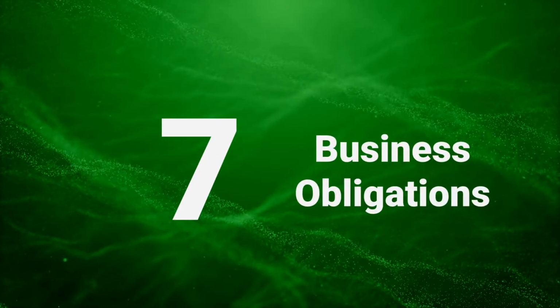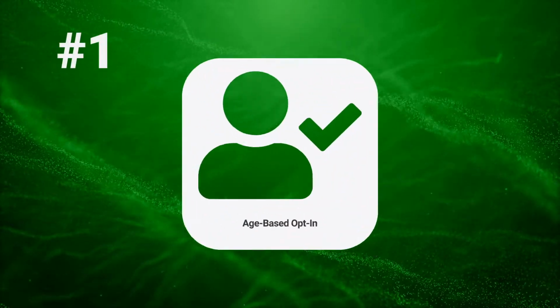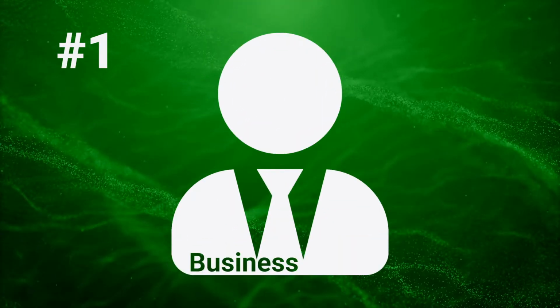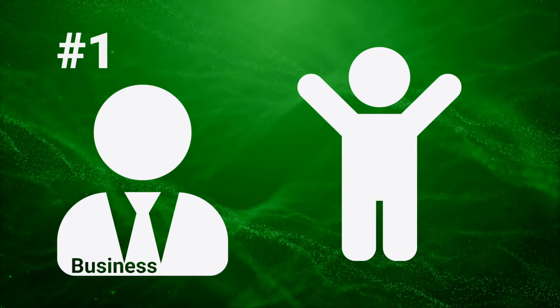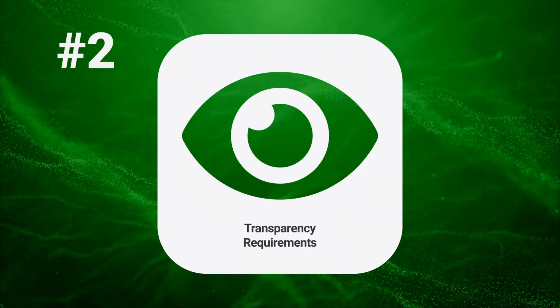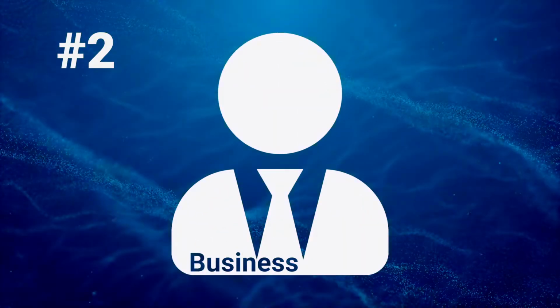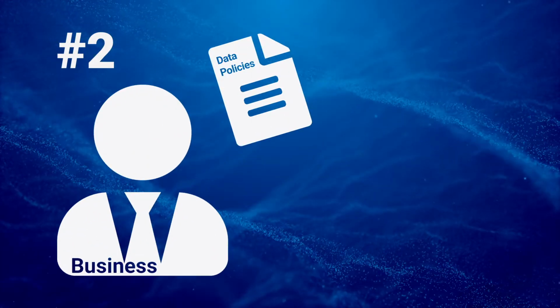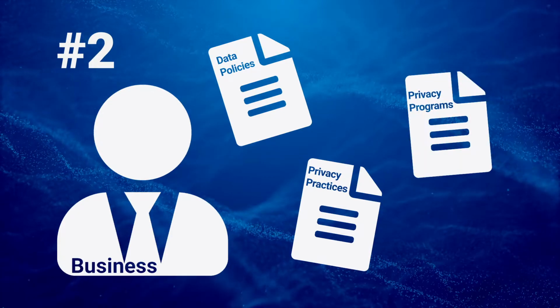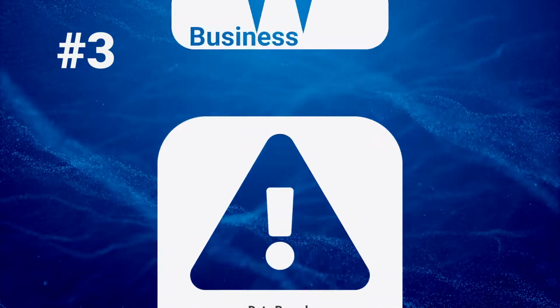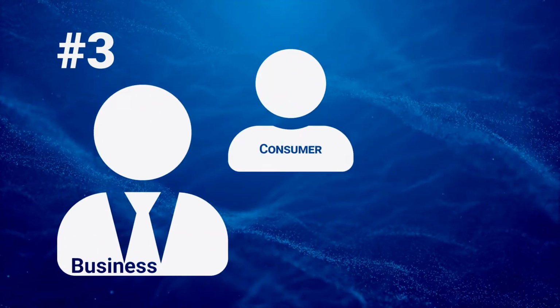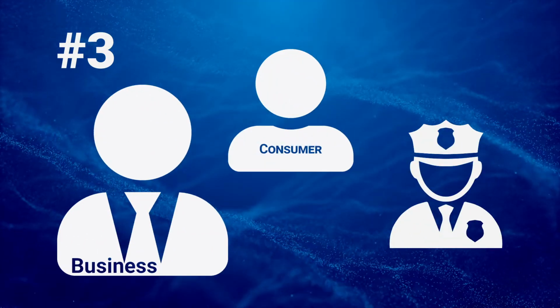Now let's take a look at the 7 provisions related to business obligations. The first is age-based opt-in. This obligates businesses to treat consumers under a certain age with an opt-in default to sell their personal information. The second is transparency requirements. These mandate businesses provide notice to consumers about certain data practices, privacy processes, or privacy programs. The third is data breach notifications. This obligates businesses to notify consumers and authorities about privacy and security breaches.